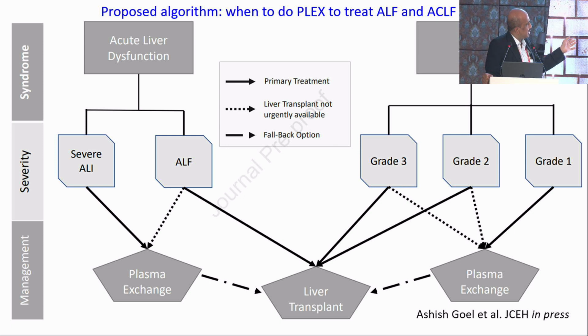So let me start with the right-hand side. In ACLF, if a person had grade 1 ACLF, I would say consider PLEX first. While grade 2 and 3 ACLF, we would first broach the option of an urgent liver transplant. But if it's not possible, or you may want to consider PLEX first, and then use the dynamic indices of predictors of survival, and then think about transplant. While on the left-hand side, in severe ALI, we would do PLEX first as the first option. While in ALF, transplant is the first option. In a person who cannot opt for transplant, then we would go down plasma exchange. And those who are not responding, we would go to transplant. Thank you.